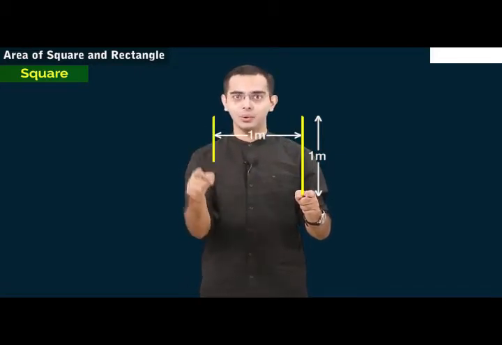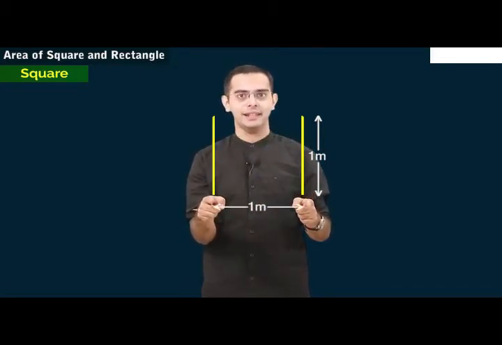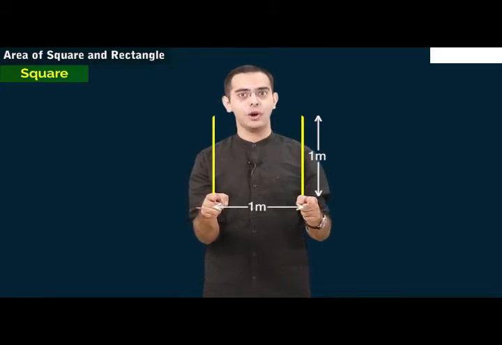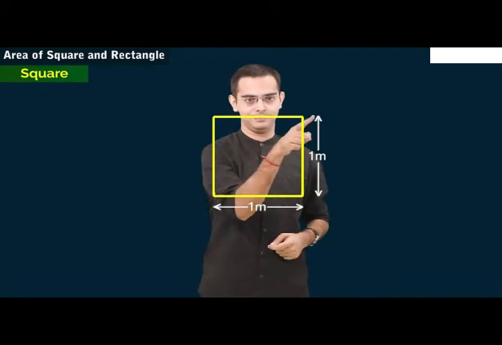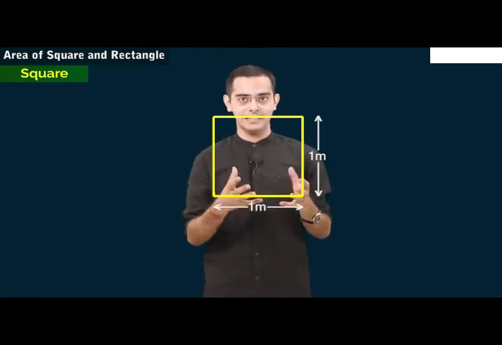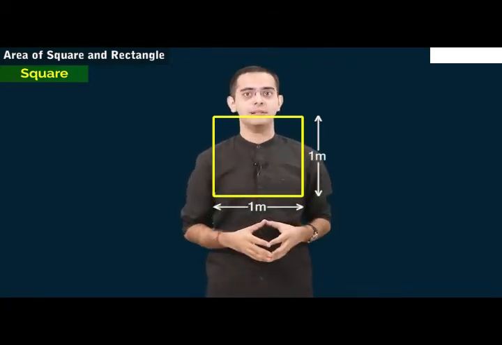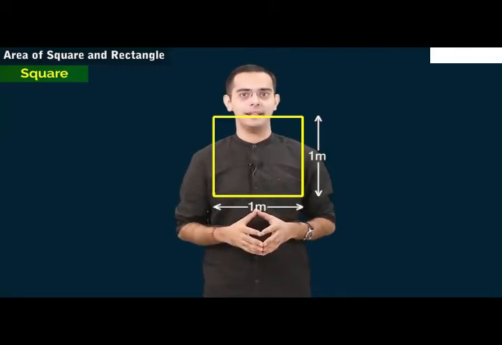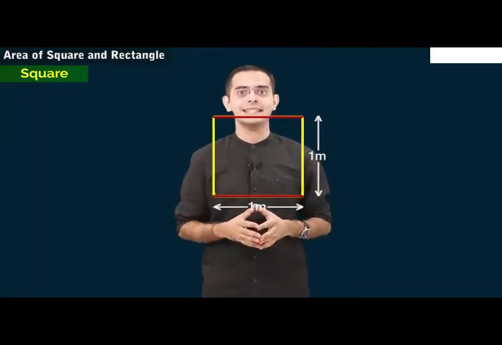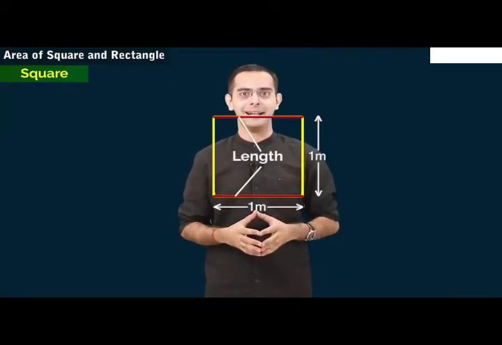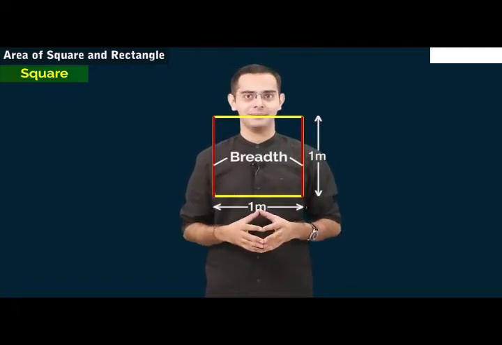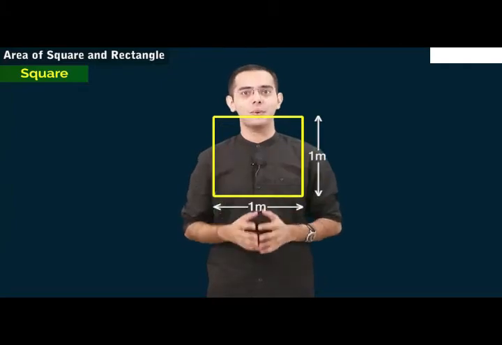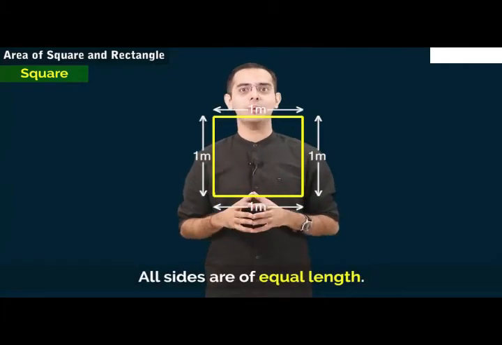Now at a distance of 1 meter, let's draw another vertical line of same length. And now what we are going to do is, we are going to join the bottom and top end of these lines. So as we join these vertical lines with two horizontal lines, each of 1 meter length, these horizontal lines are called the length in mathematical language, while the vertical lines are known as the breadth. So this forms a square, where all the sides are equal in length.